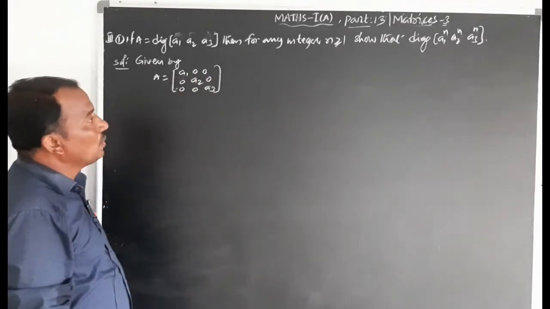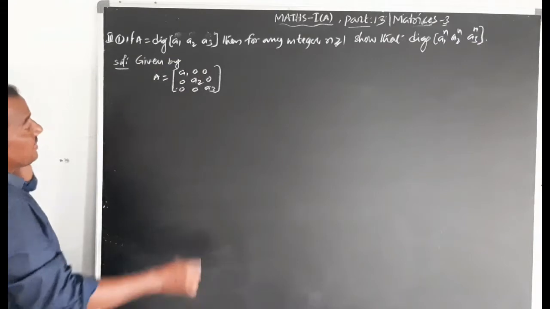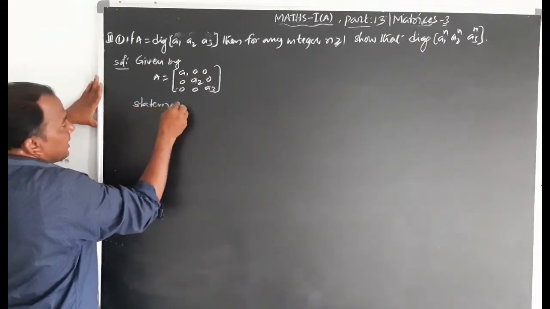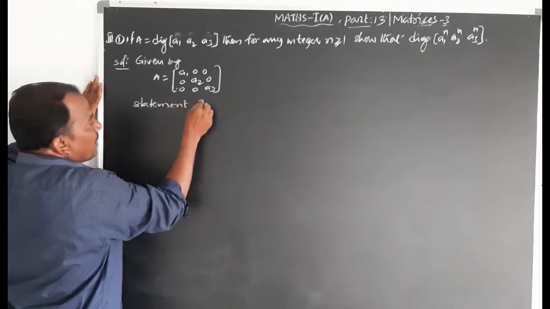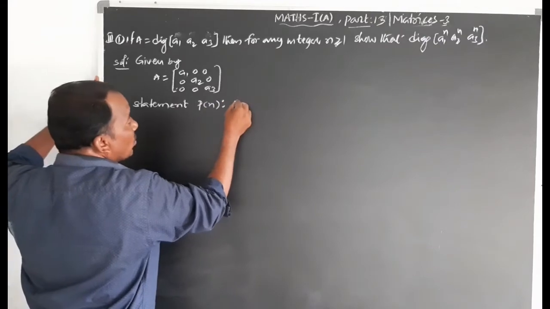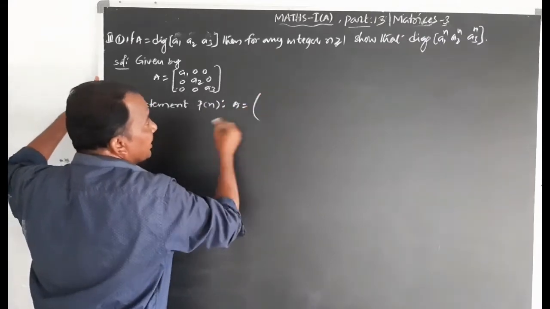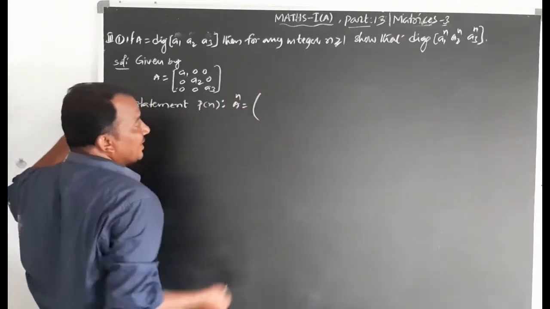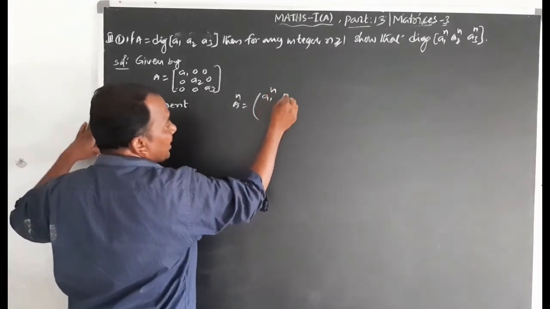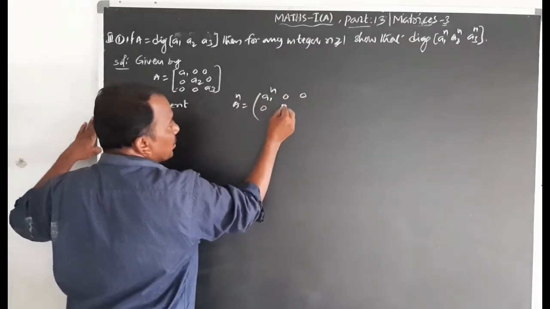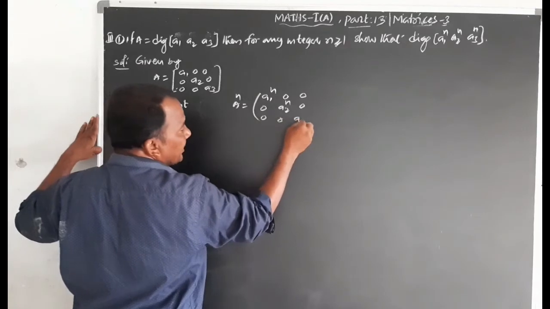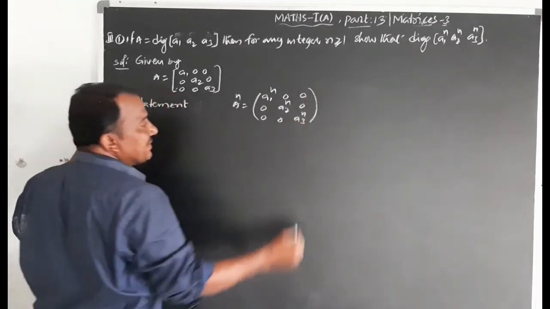Right. Now, first the given statement. What is the statement? Take the statement P of n: A power n equals A1 power n 0 0, 0 A2 power n 0, 0 0 A3 power n. It is the given statement.